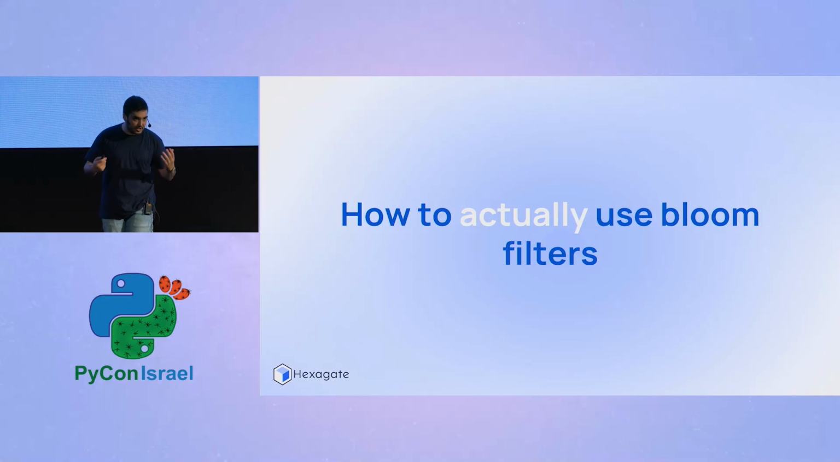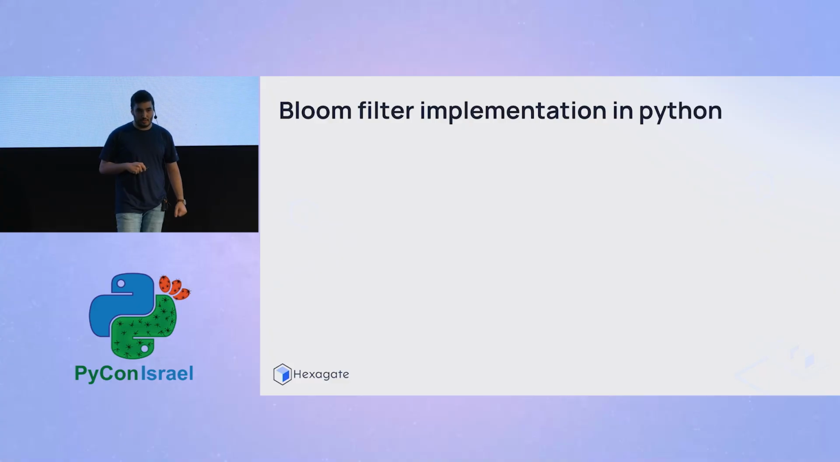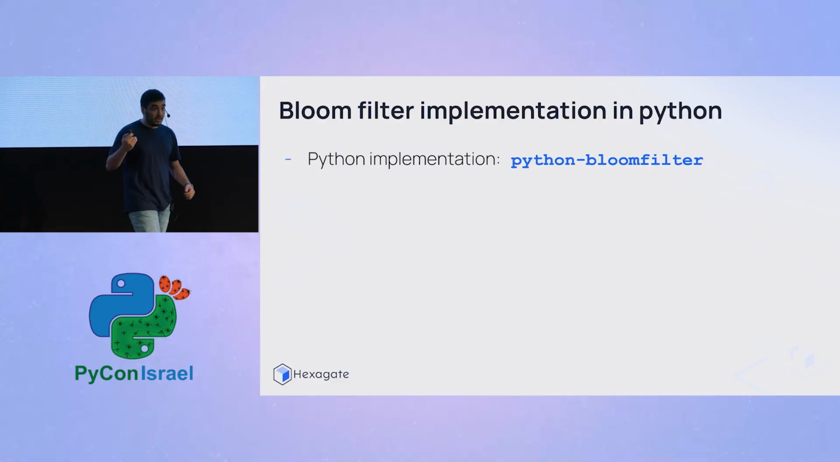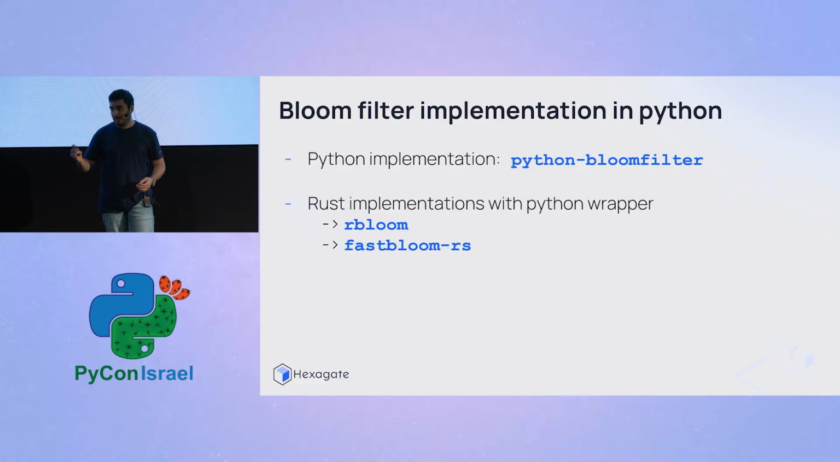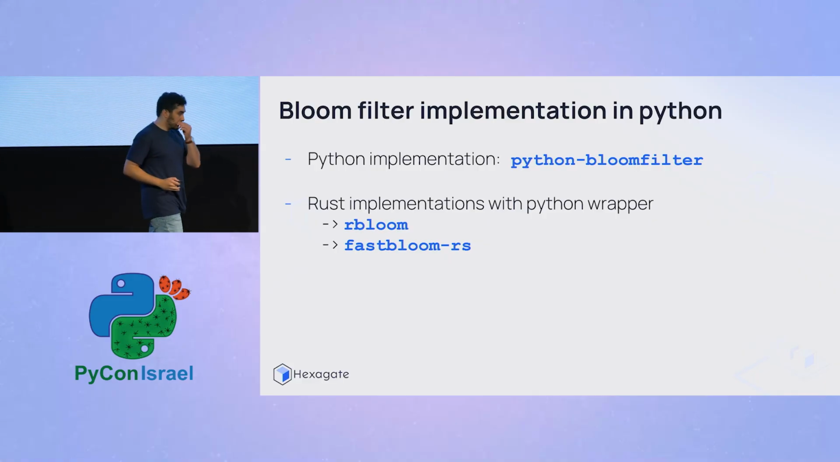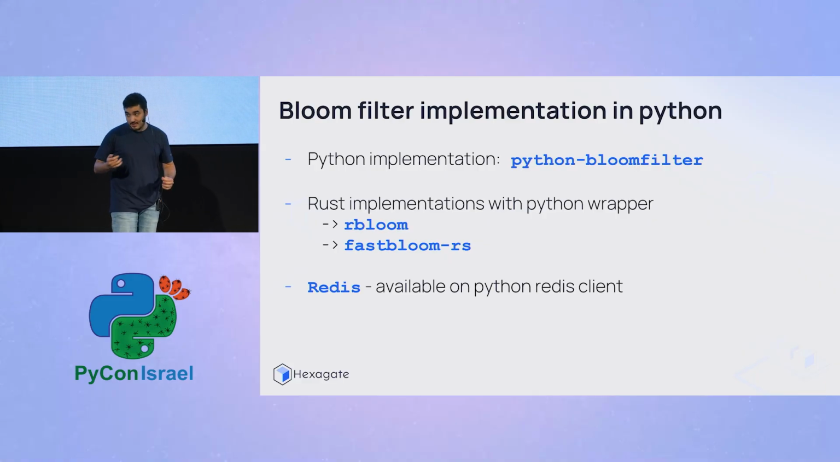So now, how to actually use Bloom filters. You would like to go home and say, this is a great mechanism, I want to use it in my project. There are a lot of Python implementations for Bloom filters. You can use Python Bloom filter, which is a pure Python implementation. As I said, we use a Rust implementation wrapped in Python, which is very easy to use inside Python projects. You can see on GitHub there's rbloom and fastbloom-rs. Something very useful that we found is that Redis has a natively implemented Bloom filter. This is also good. It could be used across Dockers and pods.